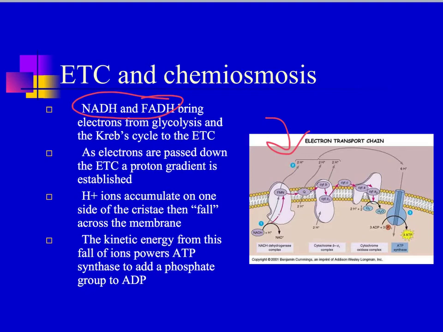As electrons are passed down, the proton gradient is established, and hydrogen ions accumulate on one side of the membrane, then fall across the membrane. The kinetic energy from this fall of ions powers ATP synthase to add a phosphate group to ADP. So there's kinetic energy from that movement of hydrogen ions, and that kinetic energy is what powers the enzyme to create ATP.